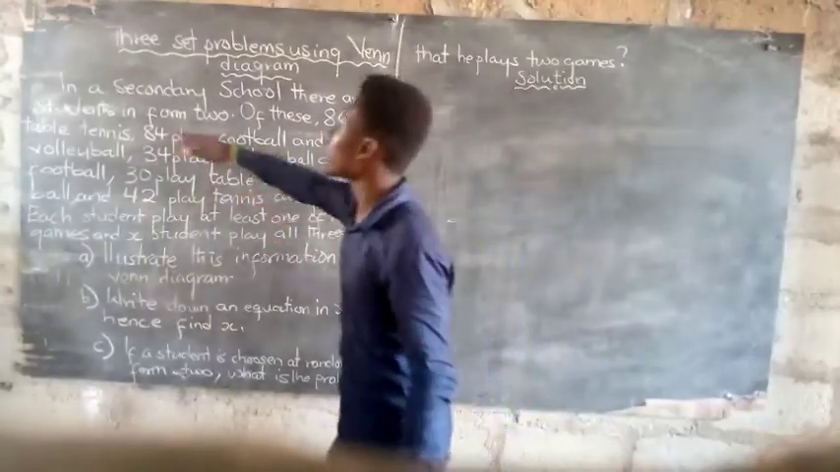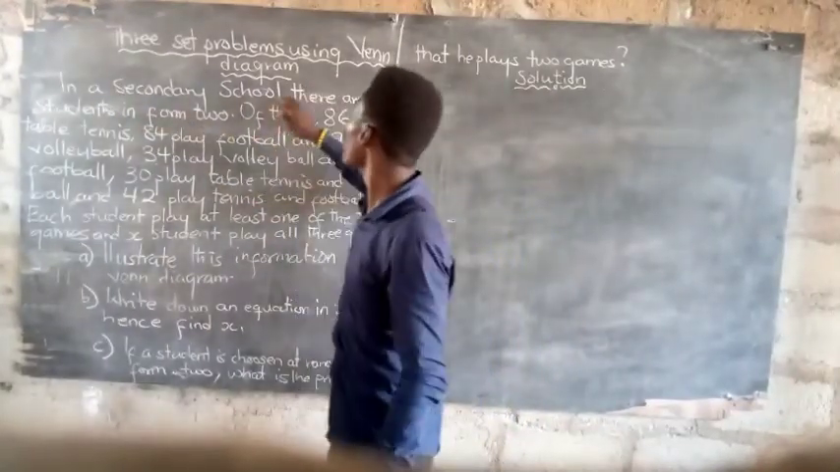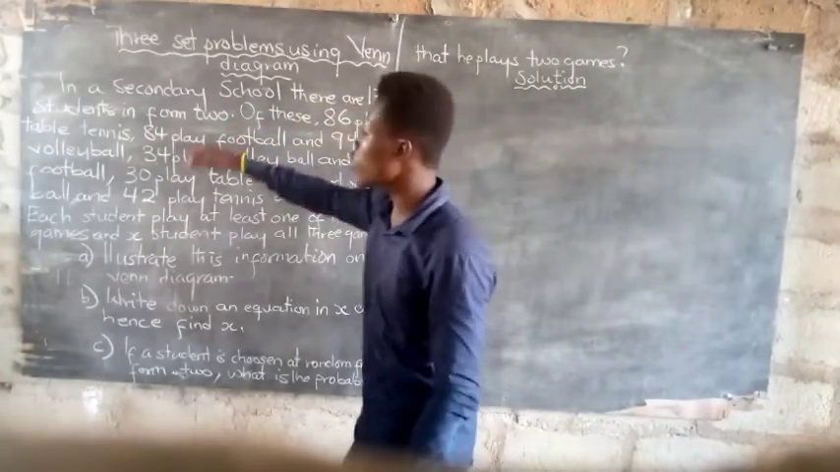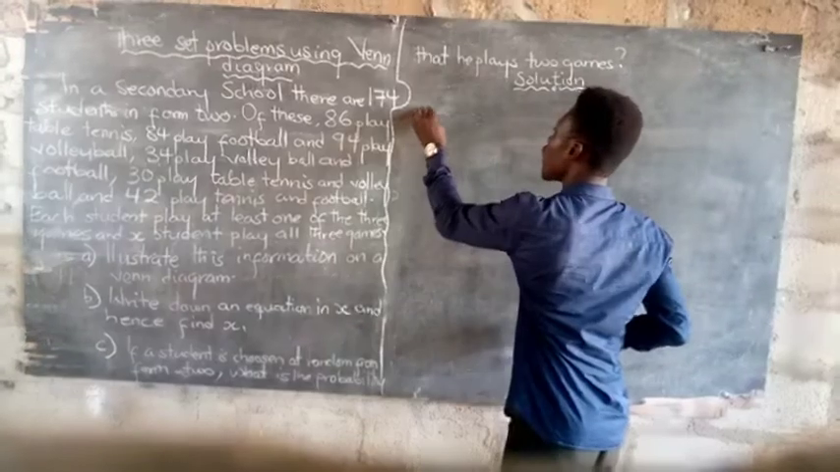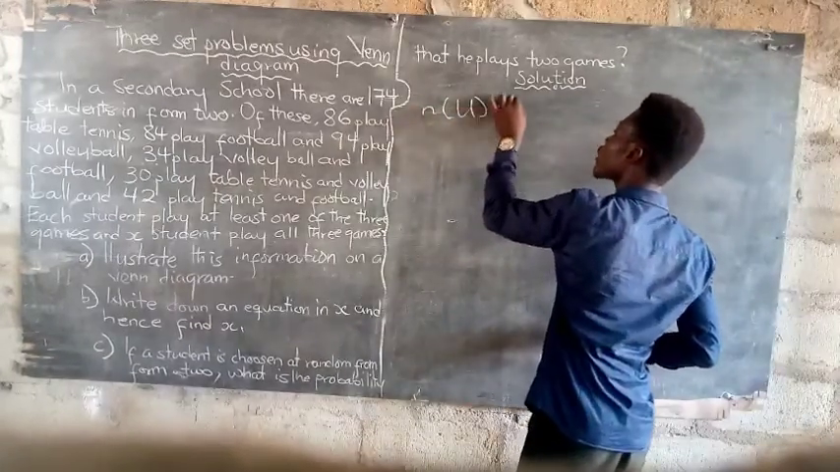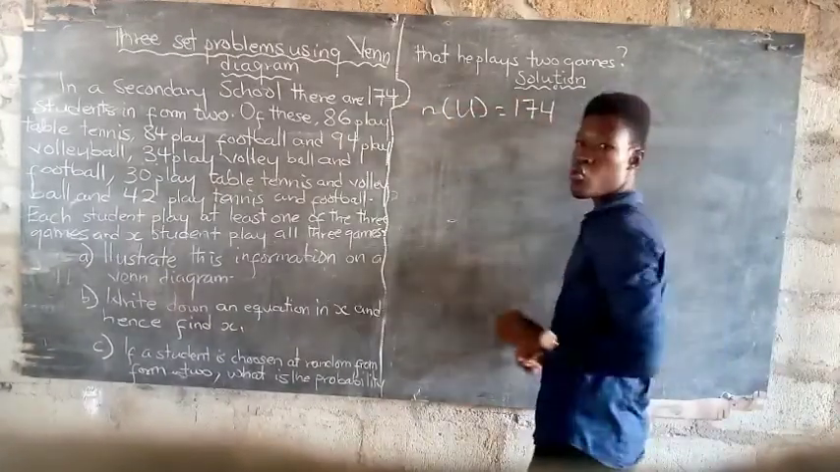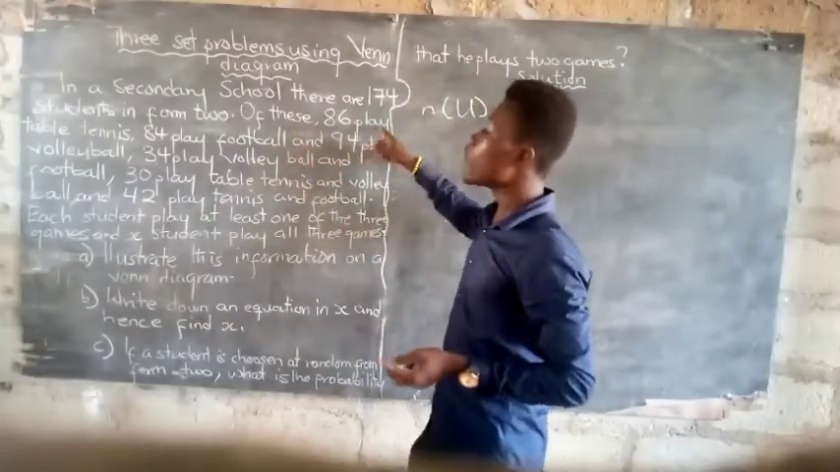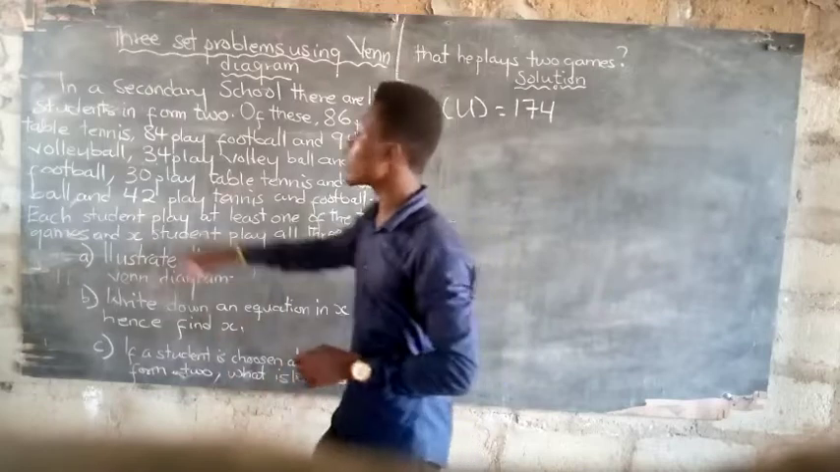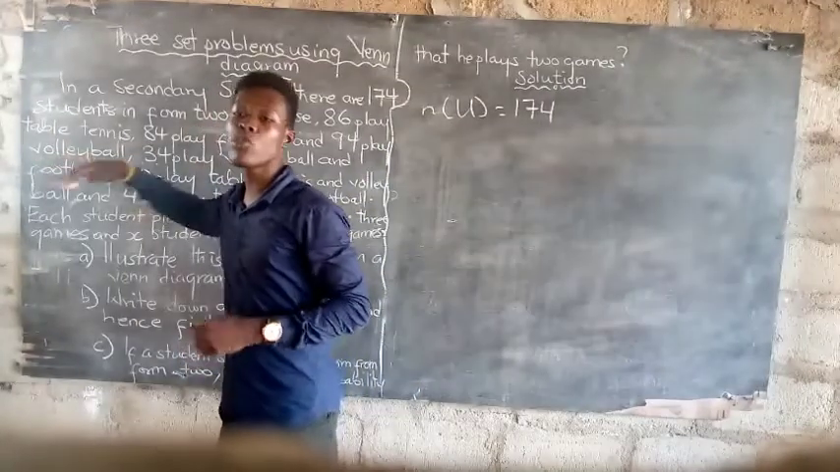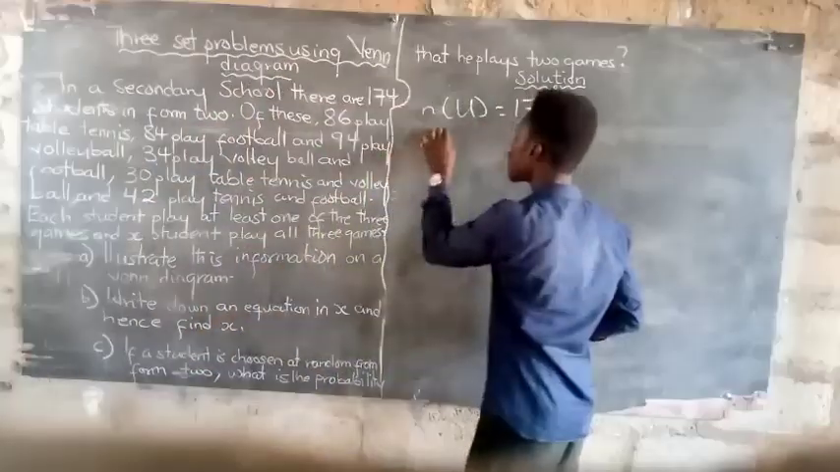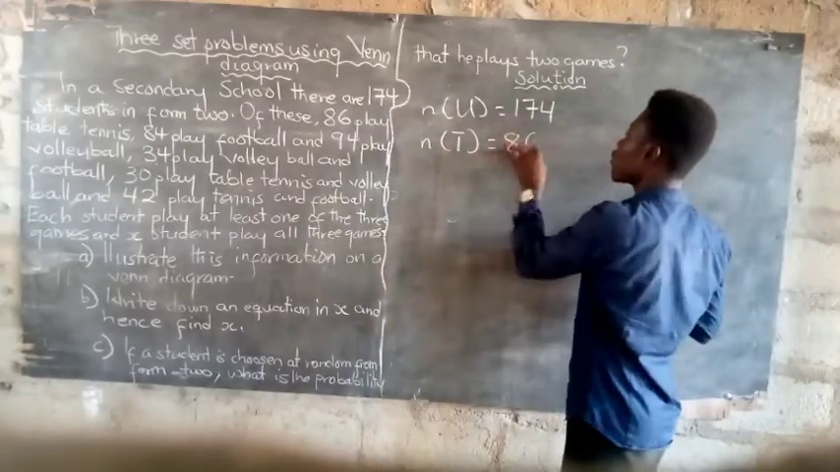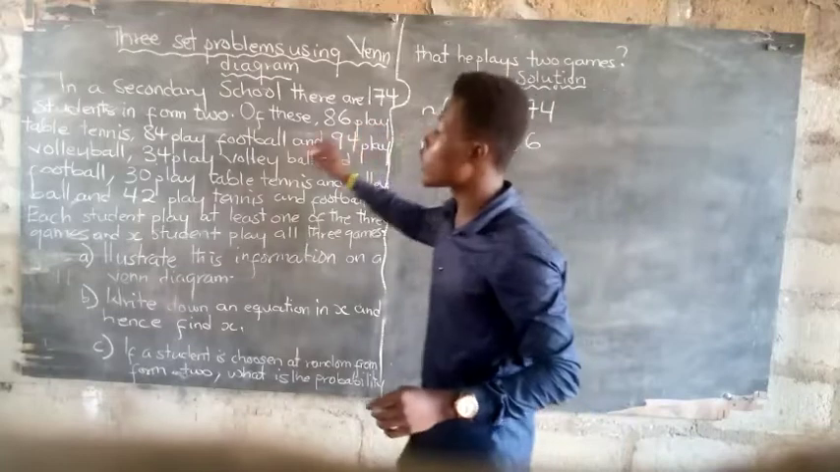Analyzing this: in a secondary school, there are 174 students. This shows that our universal set, n(U), is 174 students in the school. Going further, we get to know that of these, 86 play table tennis. Because it is table tennis, we can represent table tennis with T. So n(T) is equal to 86, because they told us that of these, 86 play table tennis.